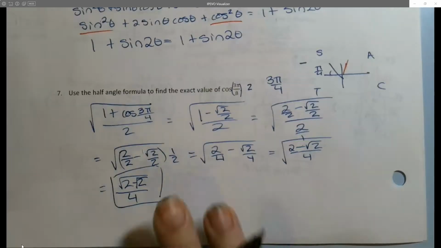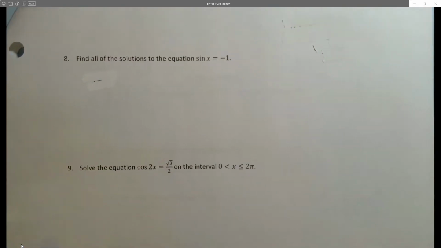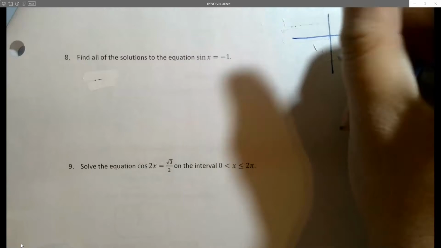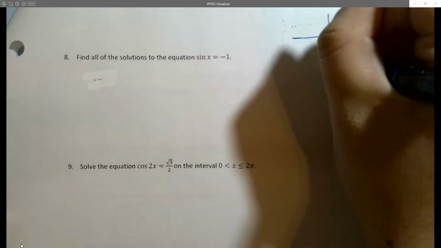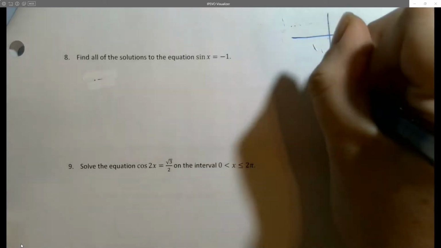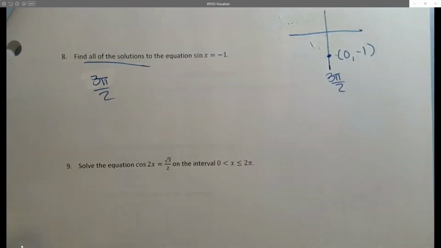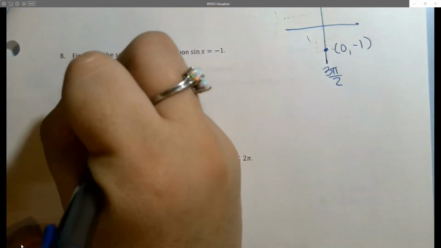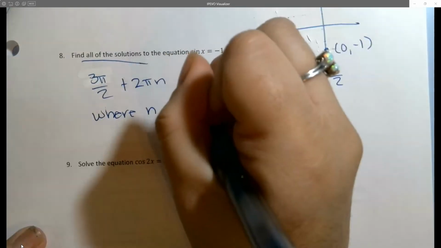Okay, so moving on to the next one. This one wants me to find all of the solutions to the equation sine x equals -1. So remember, if I'm on a unit circle, this is the only place I will ever get sine to equal a negative, on one of those 90-degree measurements. This one is (0, -1), which is 3 pi halves. So it will happen at 3 pi halves, and then since it wants all of my solutions, this is going to keep repeating. So it's going to be plus 2 pi n, where n is any integer. And the 2 pi is for every circle it repeats.